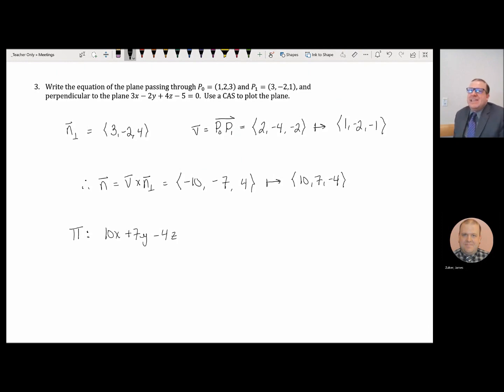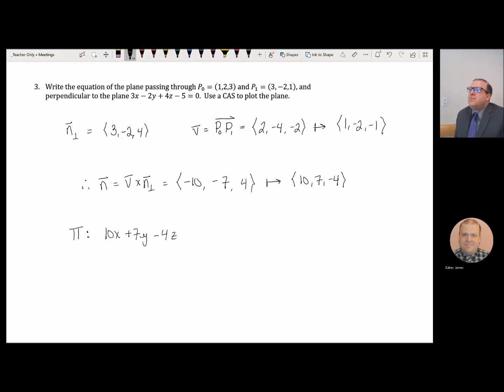Now we have to determine the D. Pick either point, P0 or P1. It does not matter. Right? It just has to be a point in the plane. I'm going to go with P0.